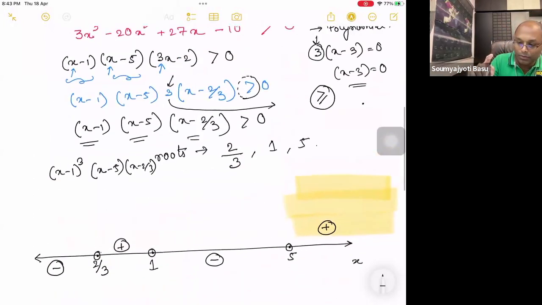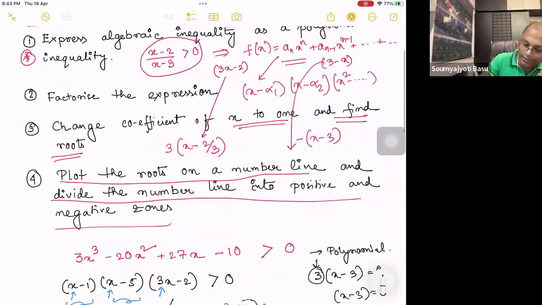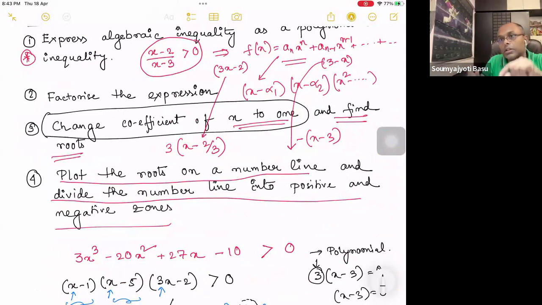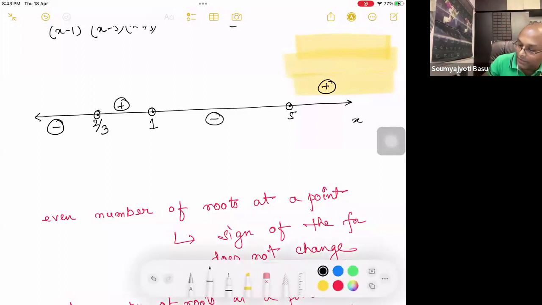If you remember this point, that change coefficient of x to 1, there is a relation with this step which makes it possible that the right-hand most zone is positive. Think about it. Now, the function of the inequality, it's a cubic function, right?